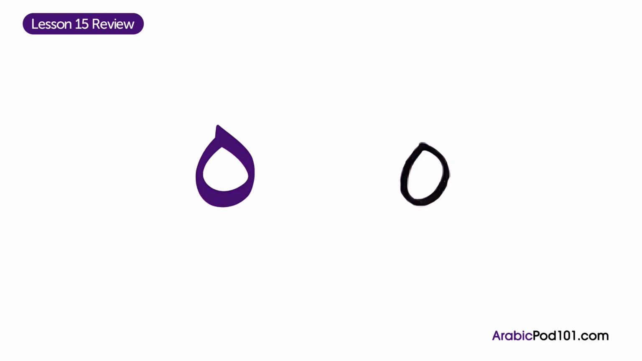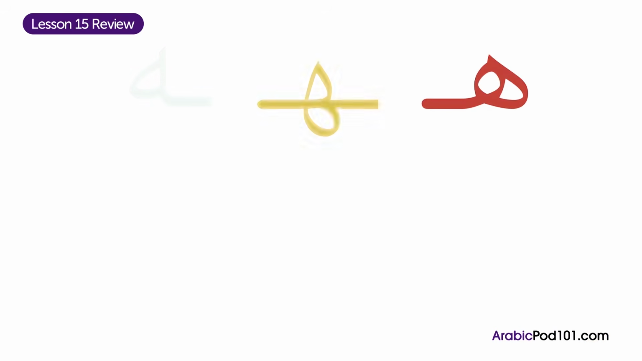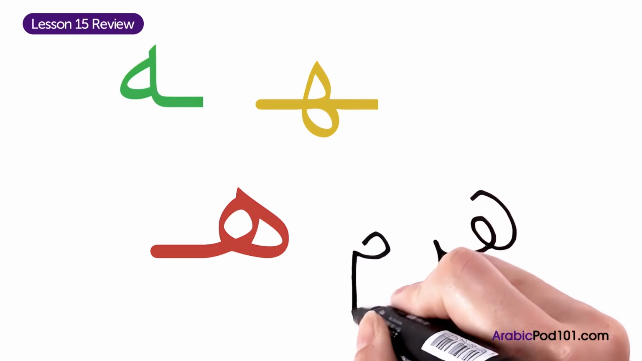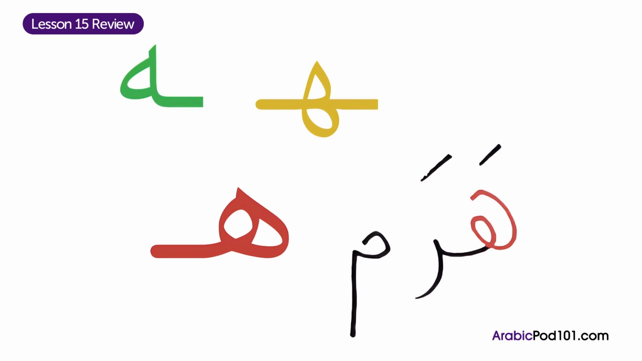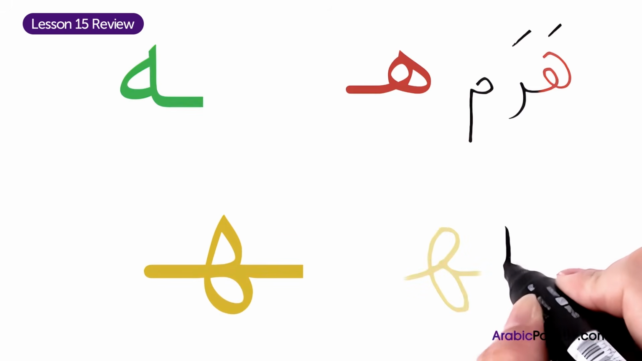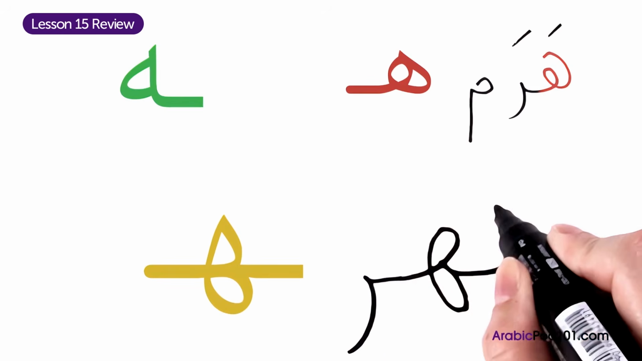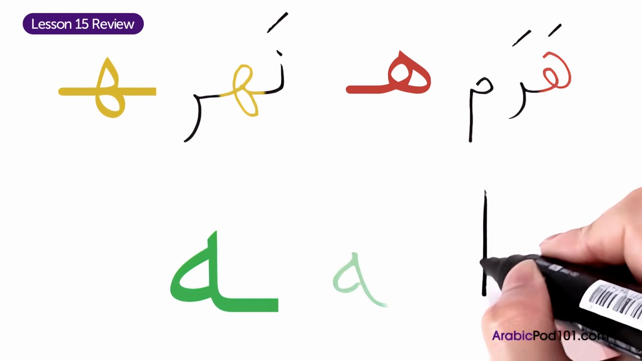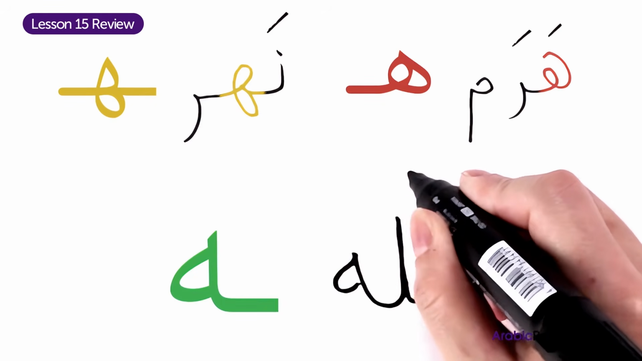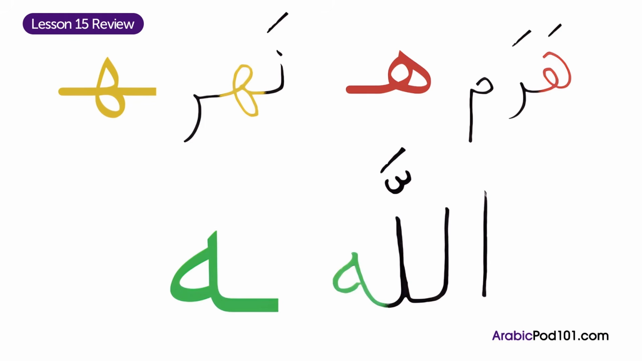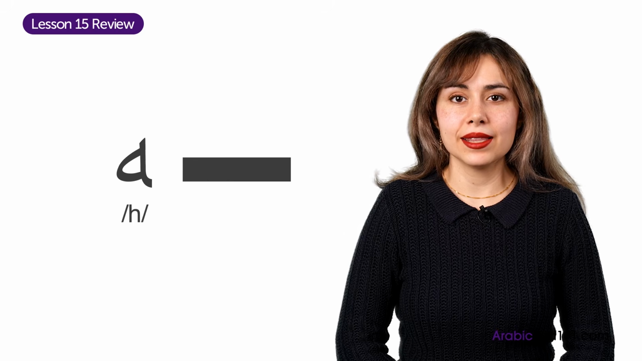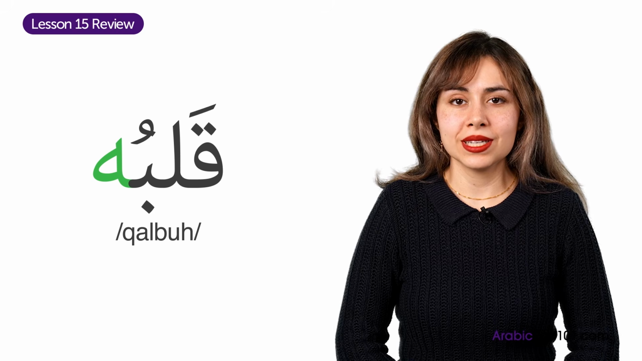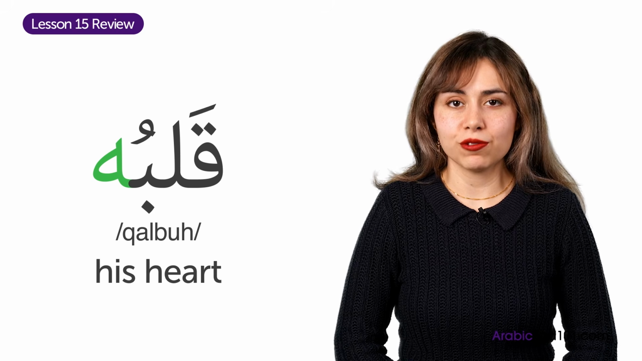Isolated. Initial. Medial. Final. In most cases, the letter هاء at the end of a word indicates possession by a third-person masculine, like in قلبه, which means his heart, where we see the letter in the final form.